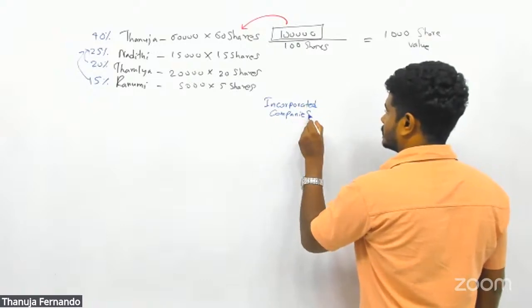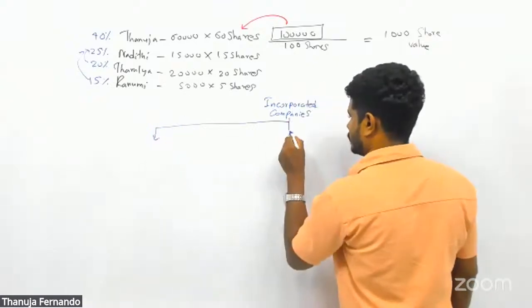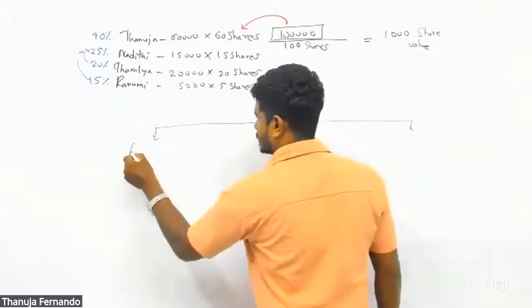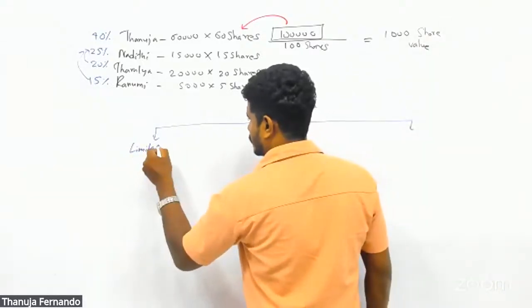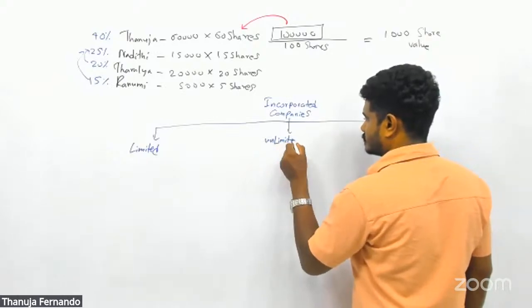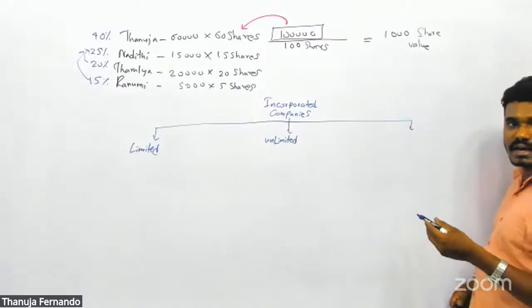We can first divide them into three: limited companies, unlimited companies, and companies limited by guarantee.